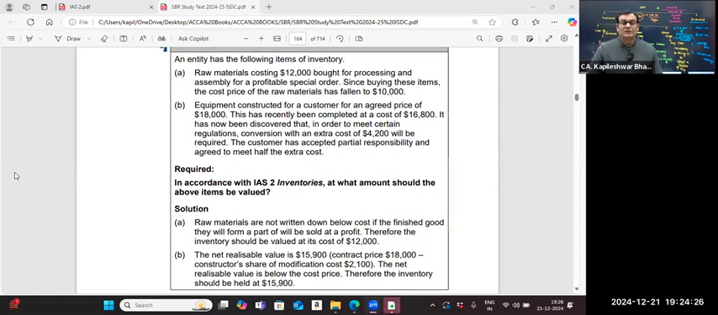But then without that, I can't measure raw material. Let me read the sentence again. Raw material costing 12,000 is bought for processing and assembly for a profitable special order. Profitable special order. What is going at the back of your mind?